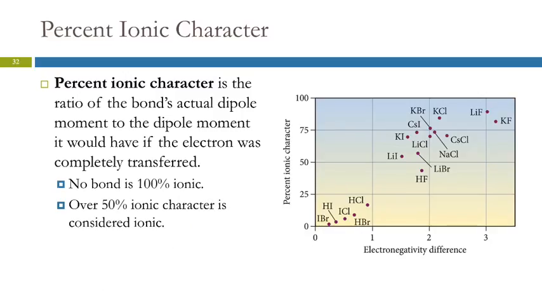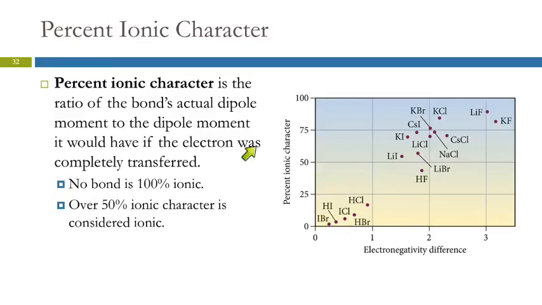Another way we can look at this is percent ionic character. And that's defined as the ratio of the bond's actual dipole moment to the dipole moment it would have if the electron was completely transferred. So we talk about ionic compounds as the electron being transferred from one to the other, never coming back, never coming back to visit or anything. That's not actually true. There's none that are 100% ionic, but they are so high that practically it doesn't matter.